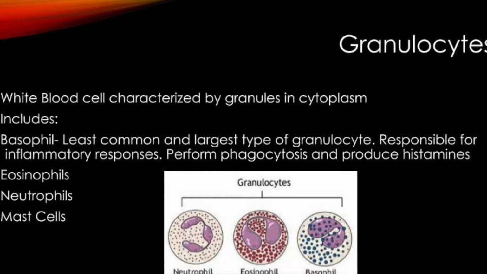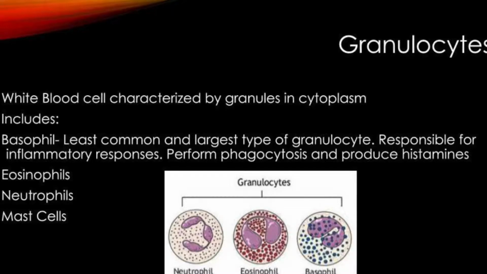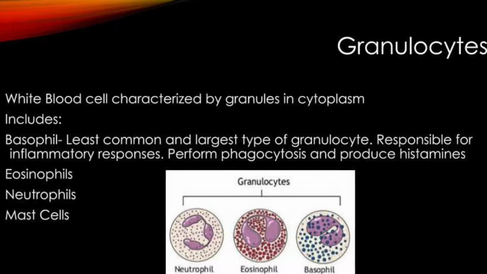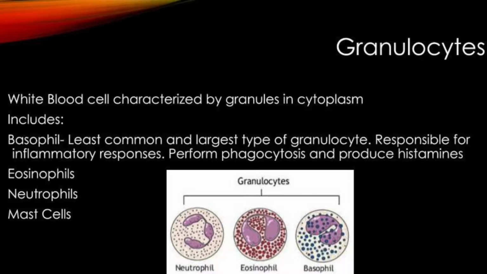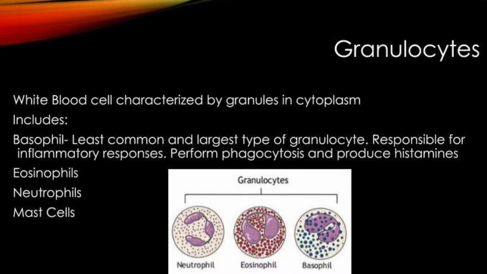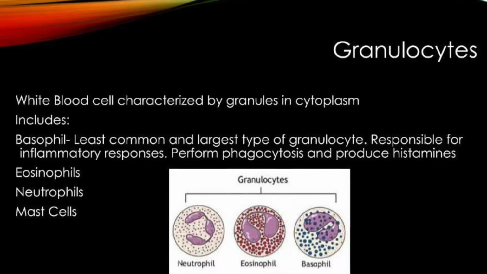Before we talk about any of the actual responses, we'll talk about some of the types of blood cells you see in the innate immune system. So first we have granulocytes. These are white blood cells that are characterized by granules in their cytoplasm. As you can see in the picture, they have those dots.